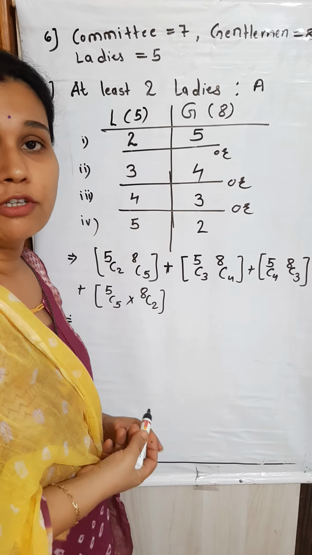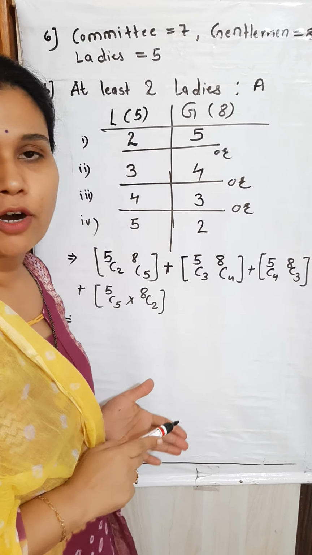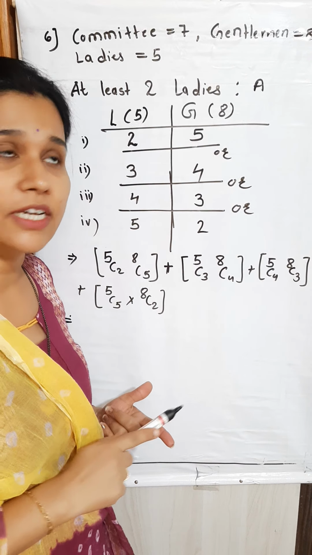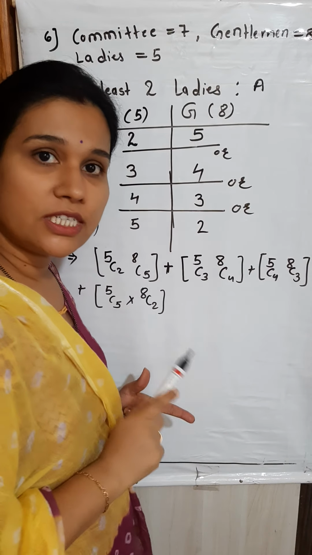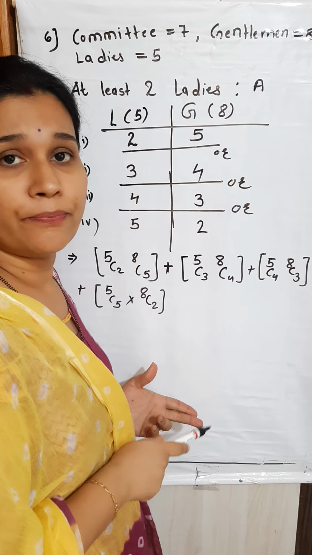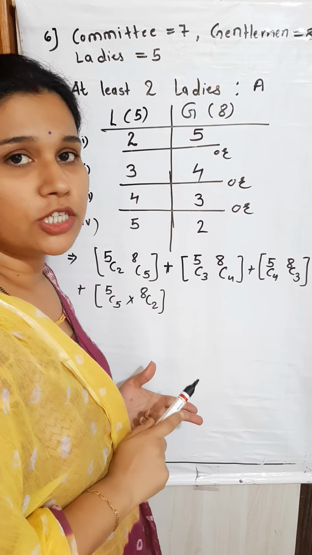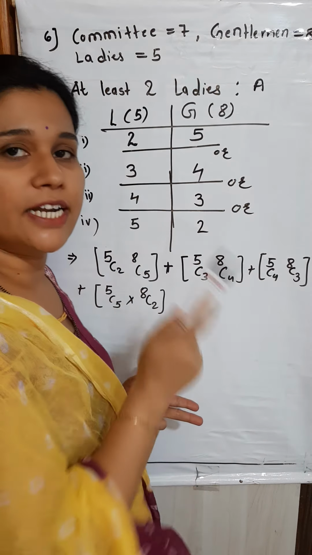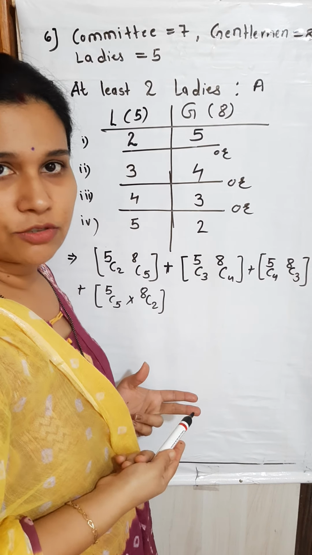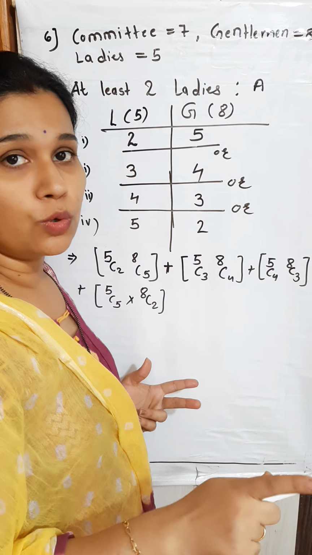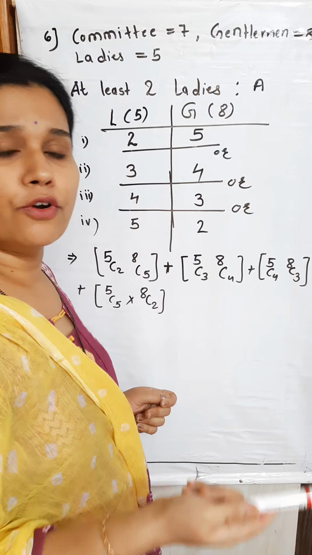In the B bit, what is given to you is that again you have to form a committee of 7 members from 8 gentlemen and 5 ladies. But the committee should consist of at least 2 ladies. That means ladies can be more than 2. So there are 5 ladies. So how many ladies can be there? 2 or 3 or 4 or 5.